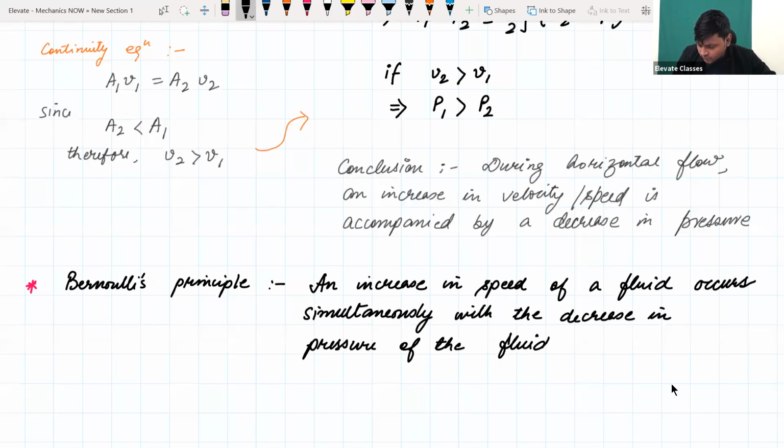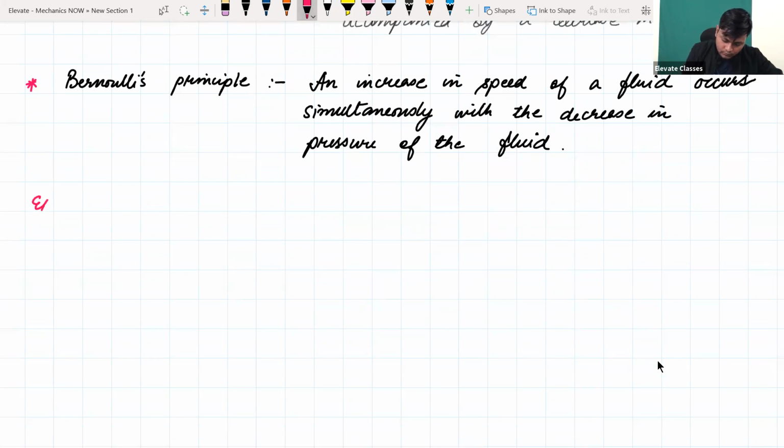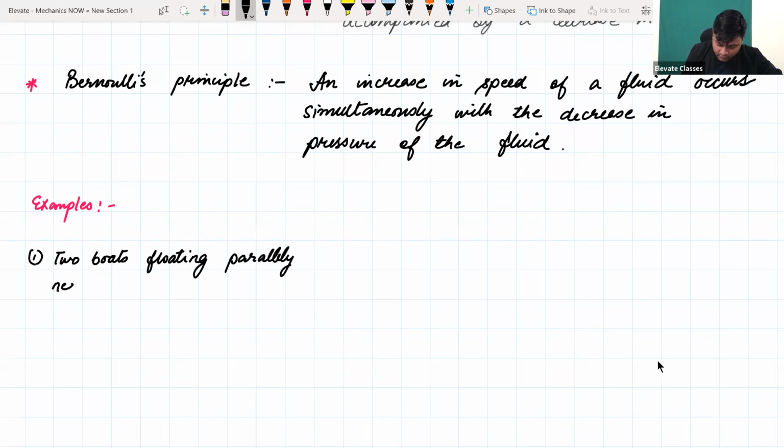Now this sort of a phenomenon, an increase in the speed of the fluid being associated with the decrease in the pressure of the fluid, has some very beautiful applications in our day-to-day life in physics and technology. So let me give you a couple of examples. First of all, let us look at one example of two boats moving parallelly near each other.